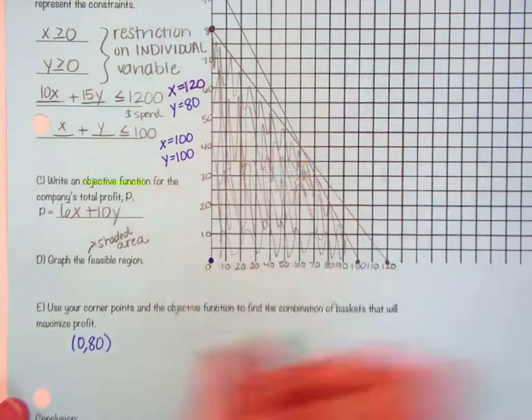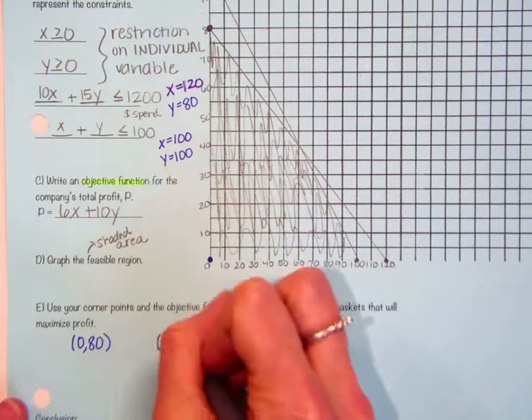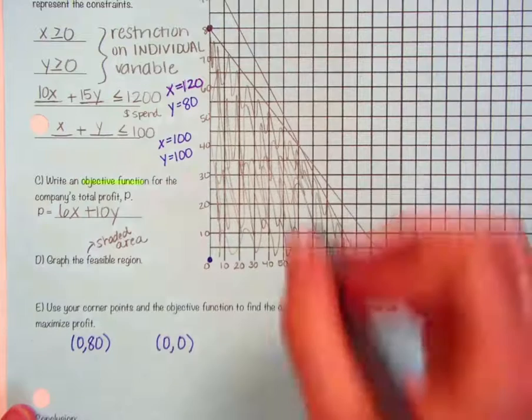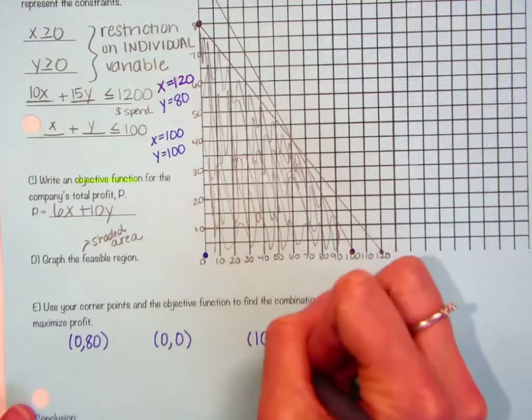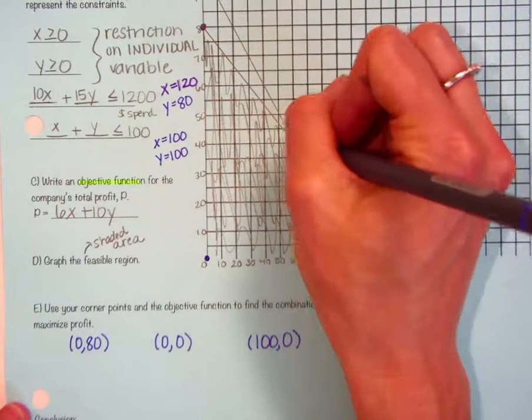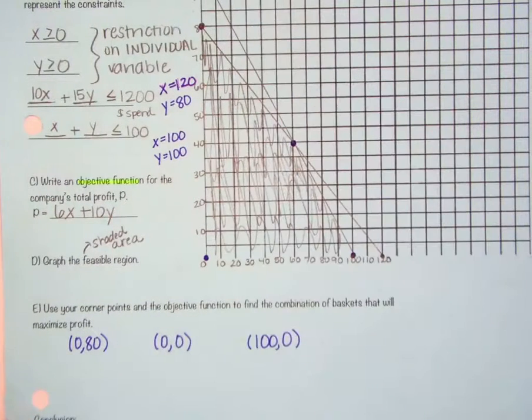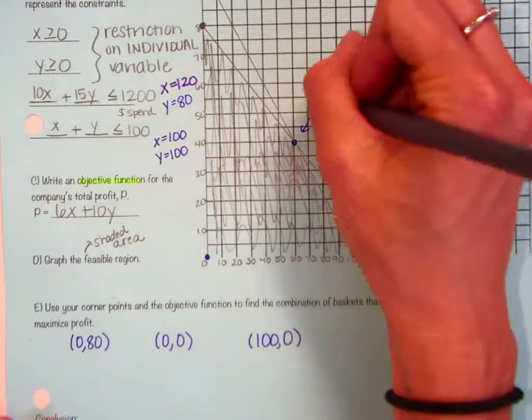The origin, which is 0, 0. The x-intercept, which is 100, 0. The fourth corner point is always going to be where your 2 lines intersect.